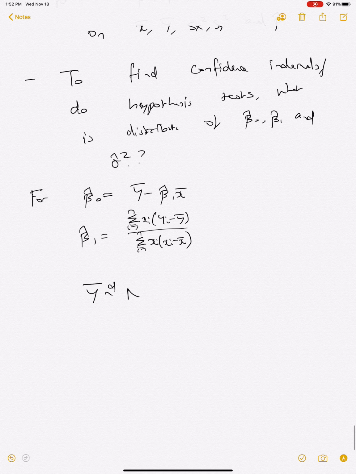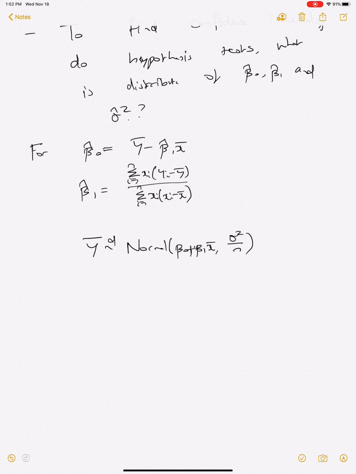y bar is going to be normally distributed with mean of beta 1 x bar, and then this is going to be sigma squared divided by n, because we're taking a mean. And then we also have that yi is normally distributed with mean beta 0 plus beta 1 xi and variance sigma squared. And so we're going to use these facts to come up with our distributions for beta hat 0 and beta hat 1.